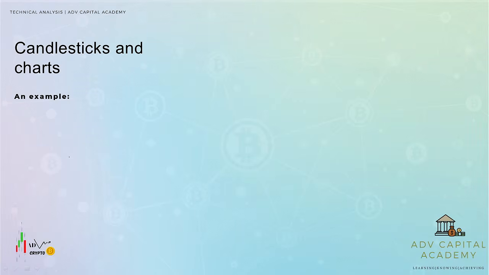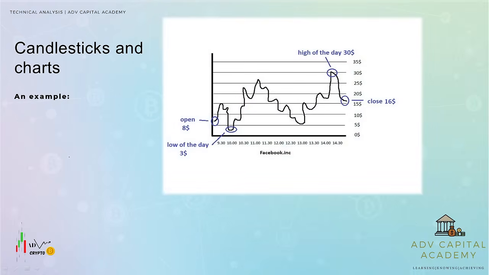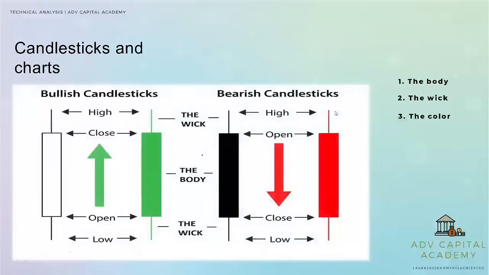To understand candlesticks better, here's an example of how they are made on a daily basis. So if this is the open price, $8, and this is the low of the day, $3, the high of the day, $30, and the close, $16, this is how the candlestick would look. So this is the open price, low of the day, high of the day, and close price. Since the open price is lower than the close price, this is a green candle. If the price of the candle closes lower than the open price, it will create a bearish candle, or a red one.